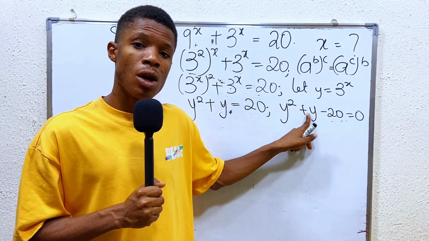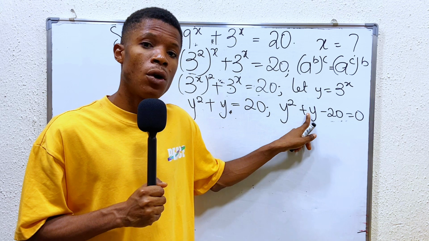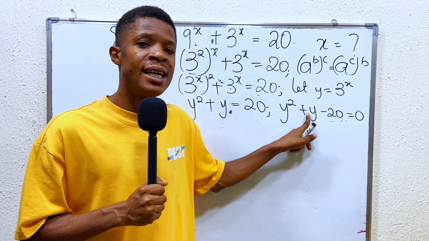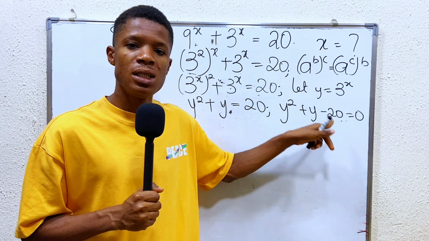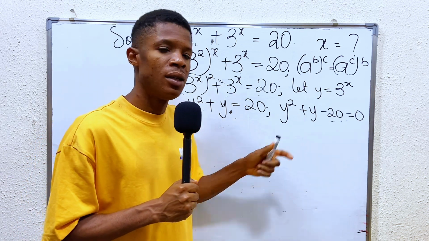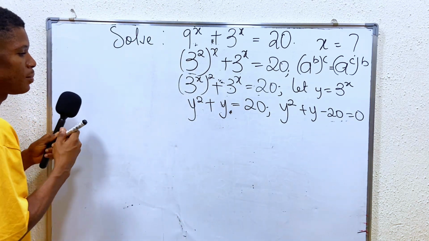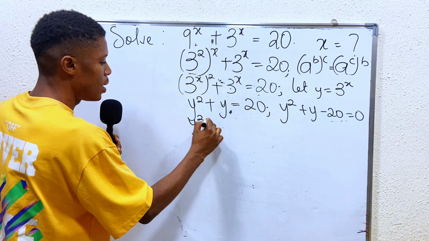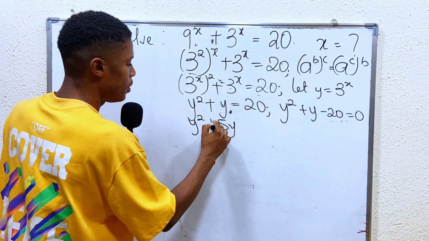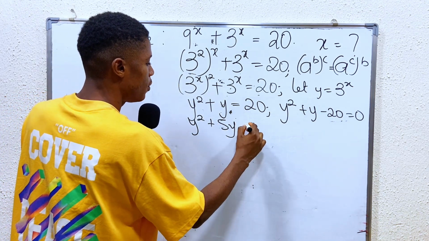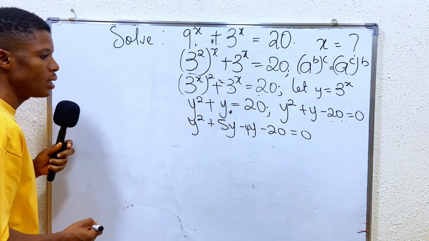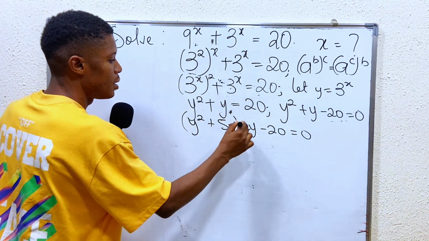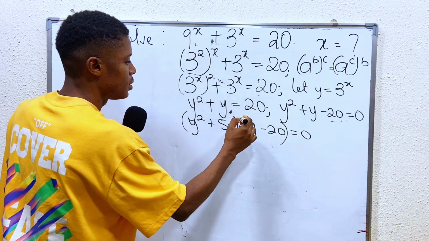Yes, because when you multiply negative 4 to positive 5, it gives you negative 20. If you add them, you're having 1. So we can now use it to expand, showing that y squared minus 4y plus 5y minus 20 is 0. Now we'll group the first two terms and group the last two terms.